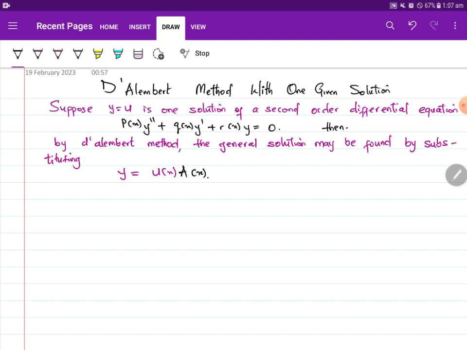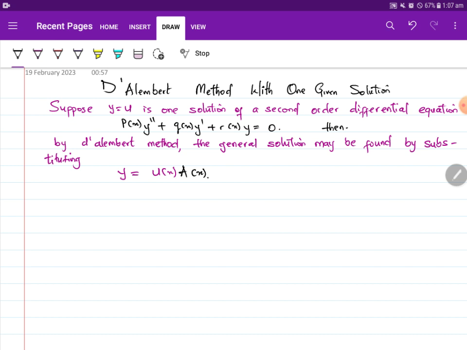The screen says the d'Alembert method with one given solution. You'll be given what? One solution. Since you have one solution, it falls on the d'Alembert method of solving second order differential equations. Okay, so with that, we should be able to identify questions that fall on this method.